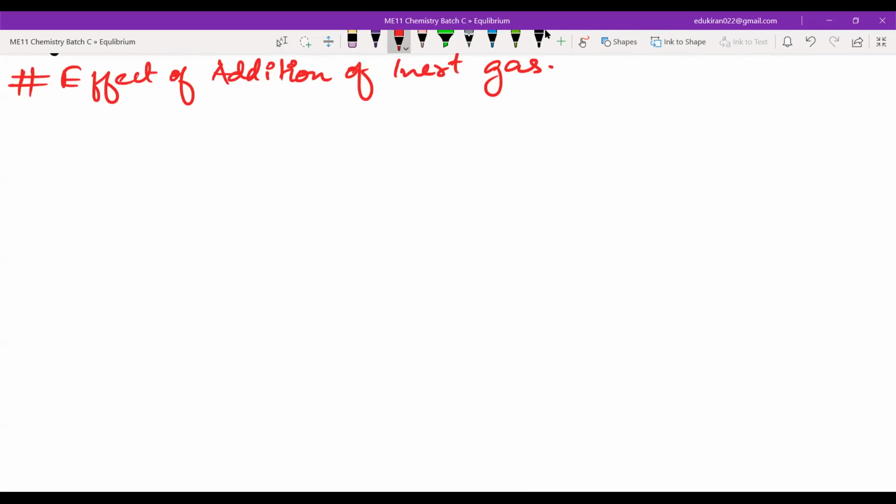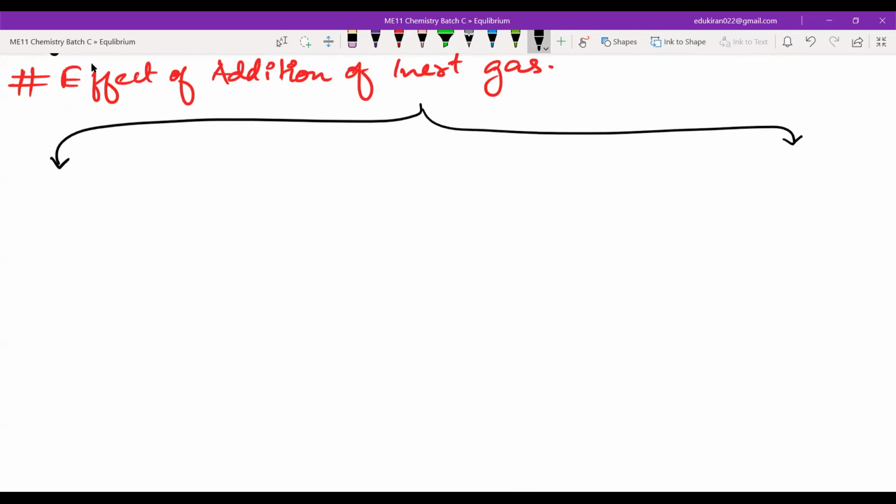So see, there can be two cases. When you are adding any inert gas, there can be two cases. Please don't write this. Let us first understand this. What you can do, you can add in a closed vessel. Now, in closed vessel, what will be constant? Pressure or volume? The volume is constant. If I have a closed vessel, that means the volume cannot change. Volume is constant.